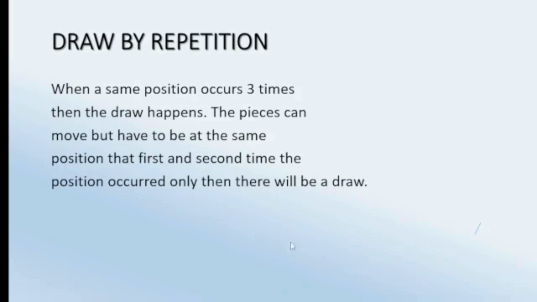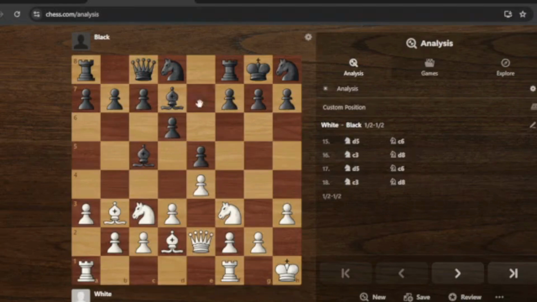So in this also the pieces move, but the third time the pieces have to be at the position where they were the first and second time the position occurred. For both sides, black and white. It's not like only for one side. Let me give you an example of this position. So yeah, this is the position.